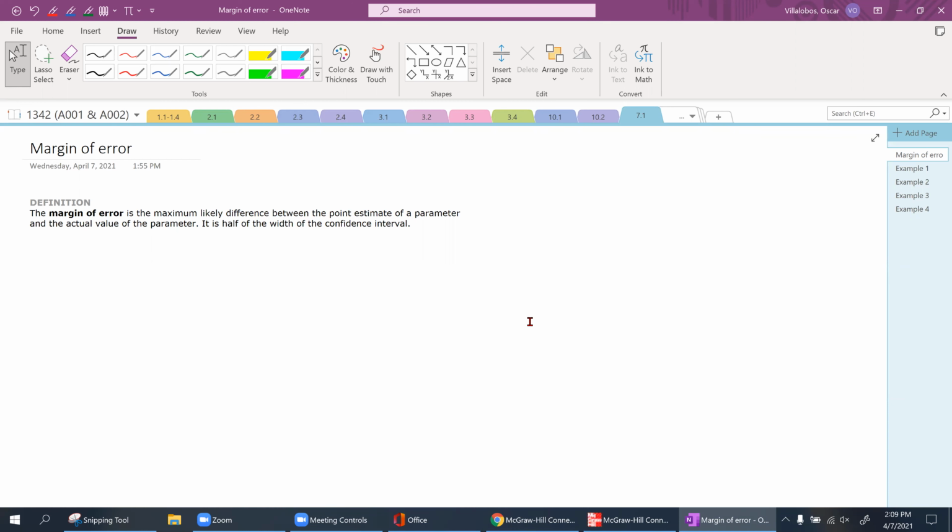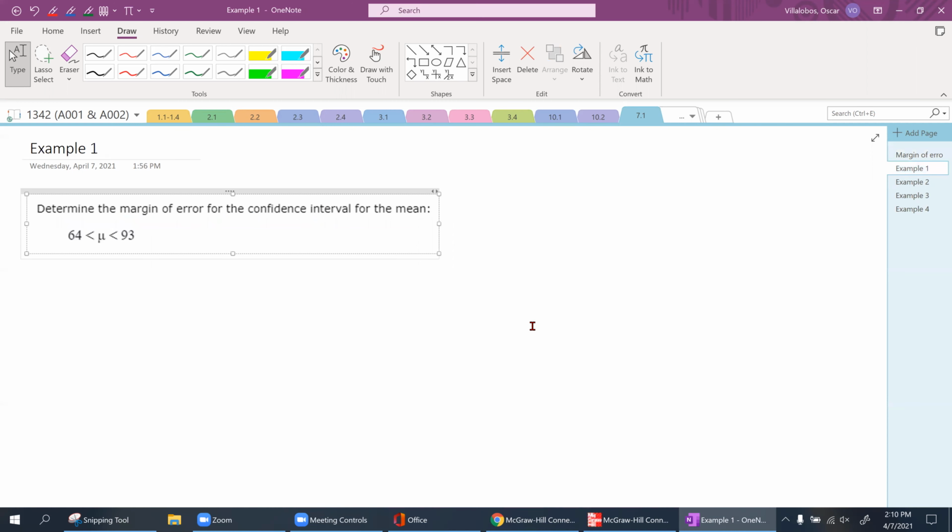To have an idea of what we're going to be doing mathematically, the definition we have here for the margin of error is the maximum likely difference between the point estimate of a parameter and the actual value of the parameter itself. In other words, it is half of the width of the confidence interval. So you may be asking, how do I apply this? Let's start with our first example.